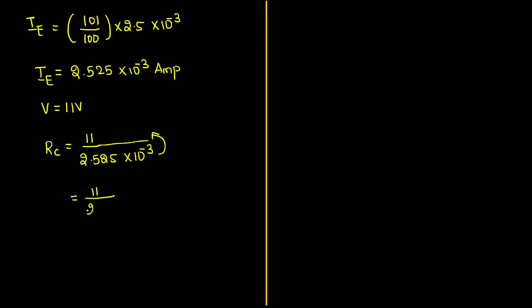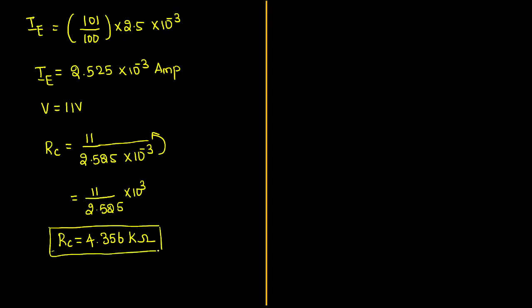So 11 upon 2.525 into 10 power 3. So from this we can further proceed. If we take 11 divided by that, I am getting 4.356. 10 power 3 means kilo ohm, right? So that is the value of collector resistance. Successfully we found the value of collector resistance.